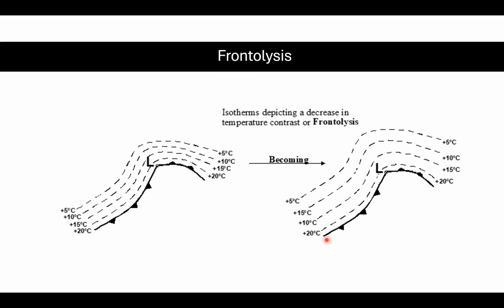If I look at frontolysis, it's the opposite. Look over here on the left, these dashed black lines again indicate your isotherms, lines of equal temperature, ranging from plus 5 C to plus 20 degrees C. Notice how tightly packed these isotherm lines are. Now look over here on the right. See how they start spreading apart a little bit more? So, when the temperature gradient is stronger, you're going to have tightly packed isotherms, and when it's weaker, you're going to have more widely spaced isotherms. So this is a case of frontolysis, or a weakening of this front over time.